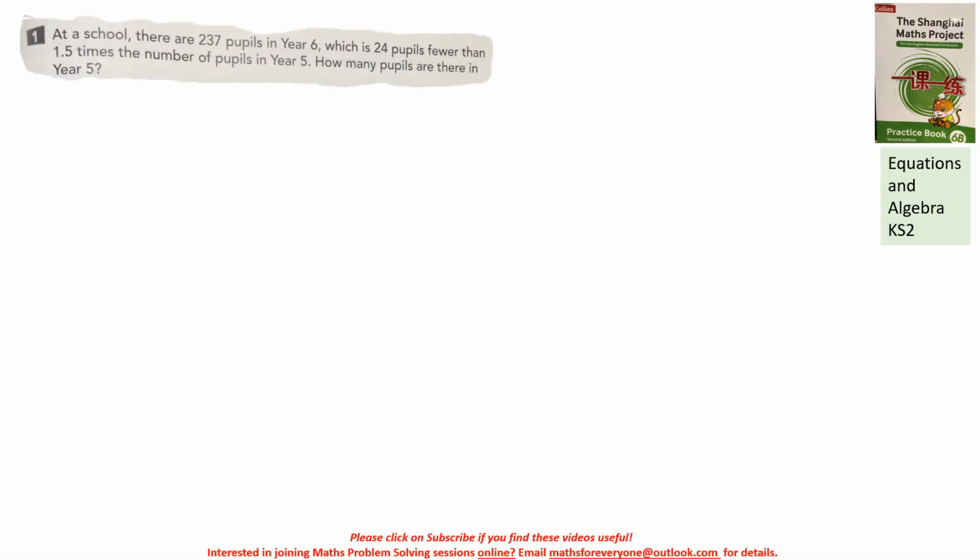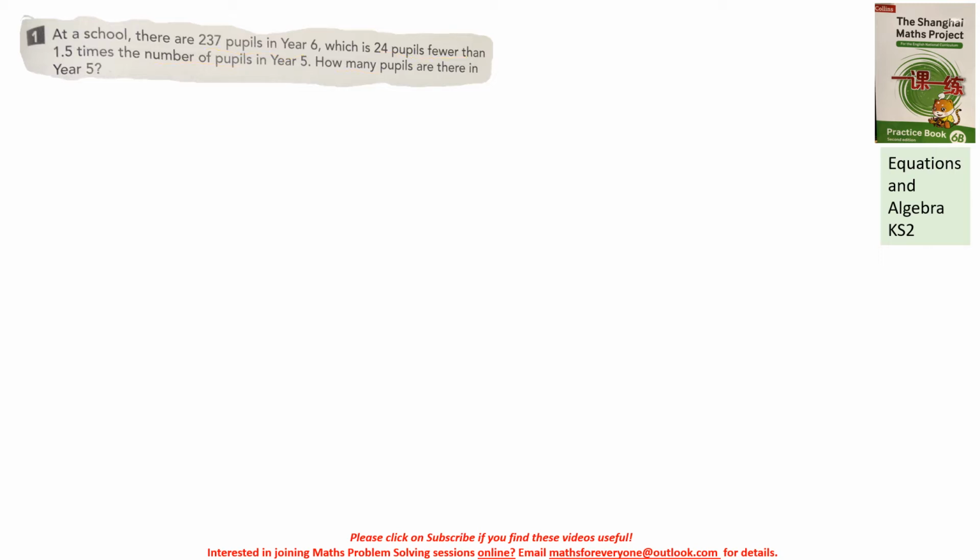At a school, there are 237 pupils in year 6, which is 24 pupils fewer than 1.5 times the number of pupils in year 5. So how many pupils are there in year 5? They have given us the number of pupils in year 6, and we have to form an equation which relates the year 5 and year 6 pupils.